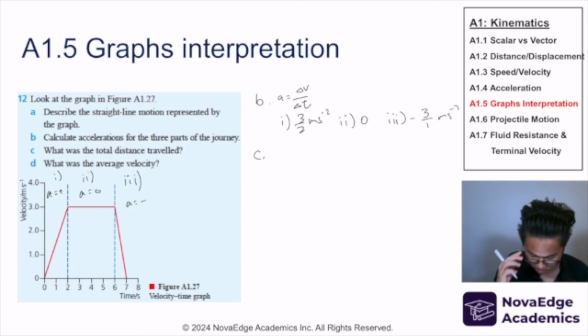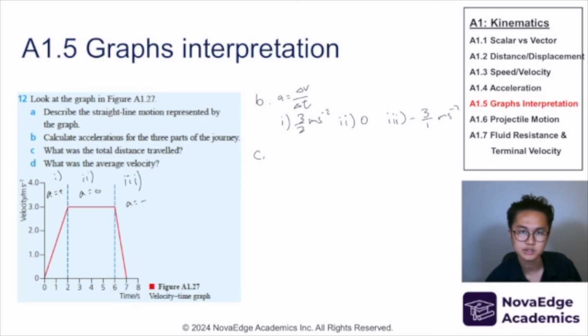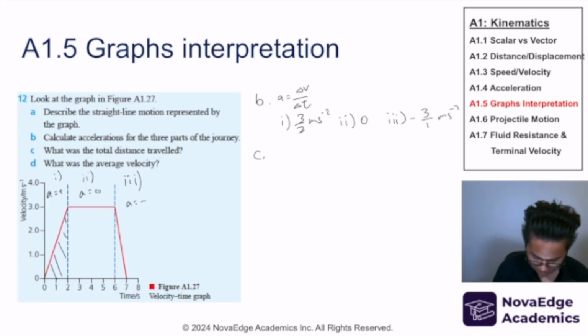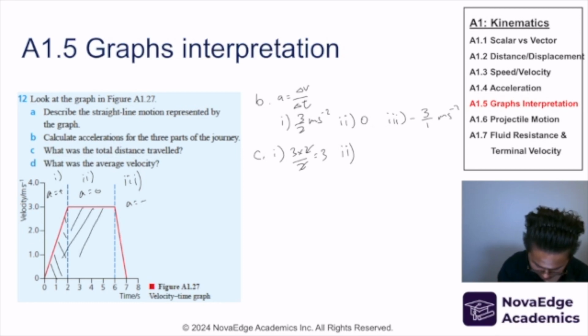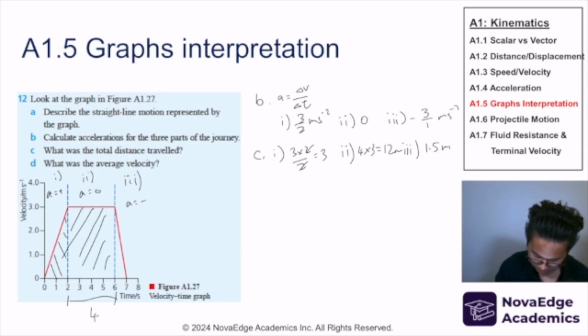Part C, what was the total distance traveled? The distance traveled is the area under the curve, right? So let's get the area under the curve. The area under the curve is 3 times 2 divided by 2. So in part 1 it is 3 times 2 divided by 2, which is 3. Part 2, that is the area of this part, which is a 4 by 3 rectangle, 4 times 3. And part 3, that is just 3 divided by 2, that is 1.5 meters. Okay, meters for all of them.